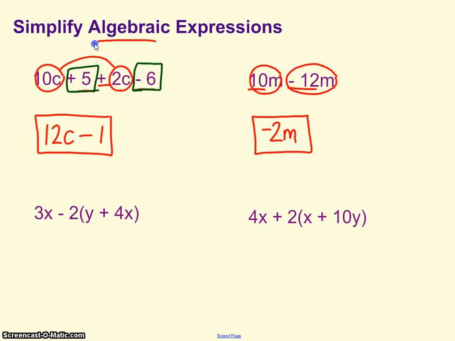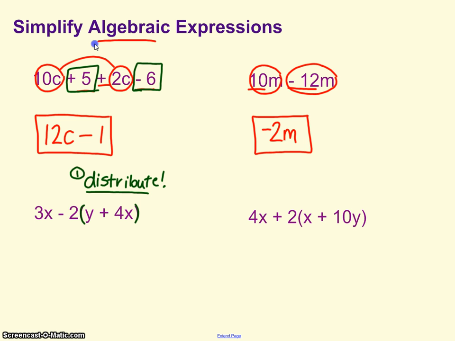Alright, moving to the last two. Now what looks a little bit different about these is we can see that we have a set of parentheses. If you have parentheses, that means it's possible you're going to have to distribute. If there is any distributing to do in one of these expressions, that is the first thing you want to do. So we're going to distribute first, and then we will combine like terms, like in the problem above.